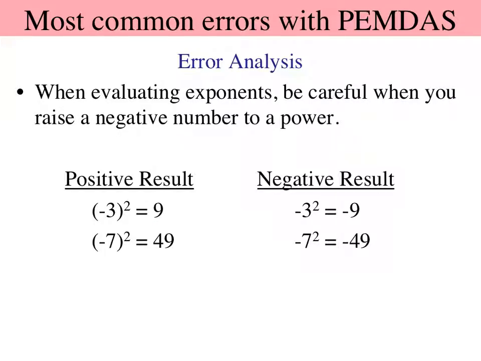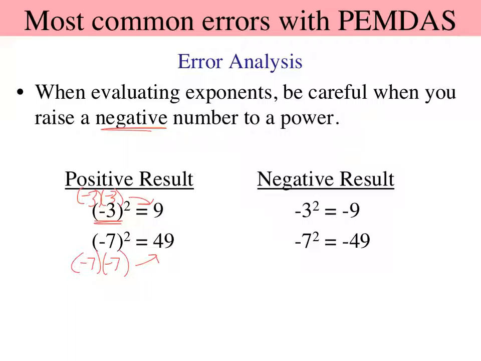Alright, so what you need to write down in your notes is that when evaluating exponents, be careful when you raise a negative number to a power, and this will be true for any time you raise it to a power that would be an even number, like squared or to the 4th. What you want to pay attention to is you will always get positive results whenever the negative number is within parentheses. So -3 in parentheses squared means it's actually -3 times itself, which is a negative number, which will give you that positive 9. Same with the -7. Because it's in parentheses, it's the whole -7 times itself to give you a positive 49.